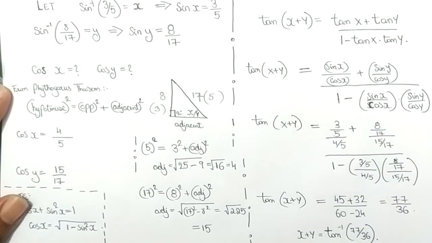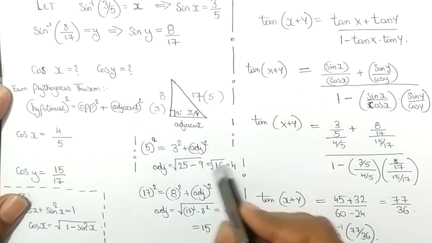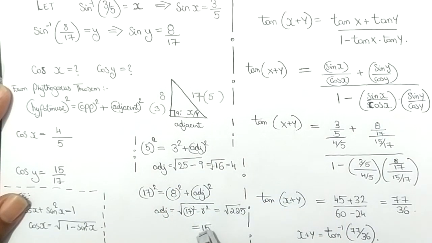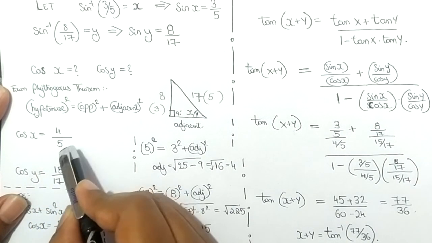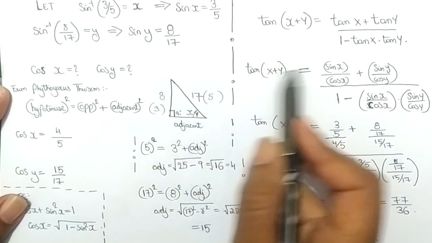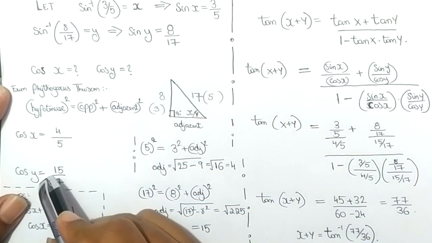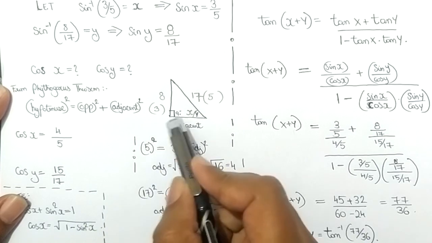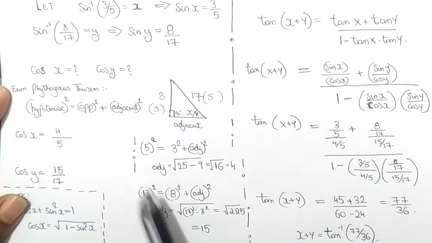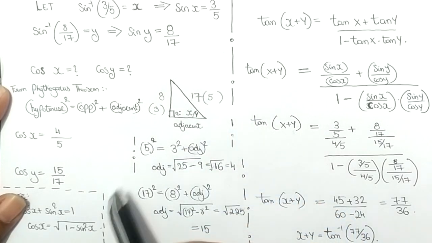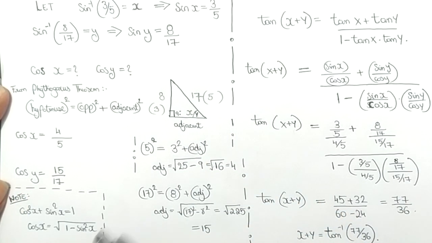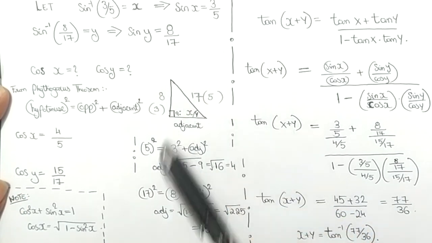Now we know this adjacent is 4, and for angle y, the adjacent is 15. Cos x is equal to adjacent 4 by hypotenuse. We know the hypotenuse from the question itself. For cos y, the adjacent we got is 15, divided by 17, which is the hypotenuse.